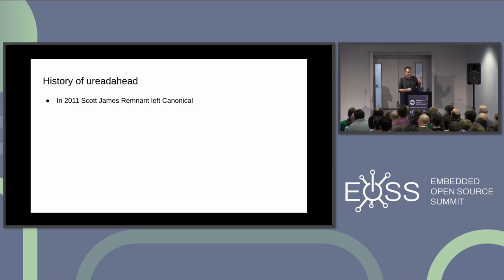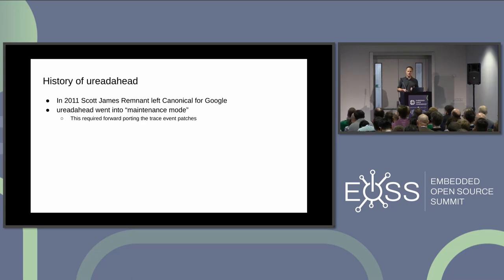So in 2011, Scott James Remnant left Canonical for Google. Ureadahead, from Canonical's point of view, went into maintenance mode. Canonical is not a huge company compared to other companies. So when a main developer does something and leaves, usually no one else knows what that code did. They're just like, okay, it still works, so we'll maintain it until it doesn't. This required forward porting those trace events to every single Canonical kernel. So if you booted a Canonical kernel, your boot would probably be faster than if you built your own custom kernel that did not include these trace points.